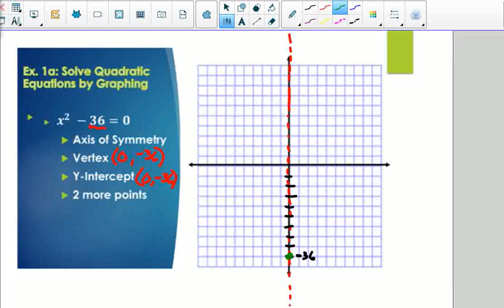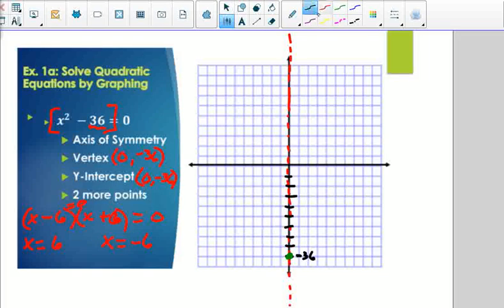That's also my y-intercept. Now we can find 2 more points. Now for this one, to make it easier, I would just factor this equation right here because that is a difference of 2 squares. So what do I multiply to get negative 36? That would be a negative 6 and a positive 6. And I make both of them equal to 0, just like we did a few lessons ago. So here, x would equal a positive 6. Here, x would equal a negative 6.